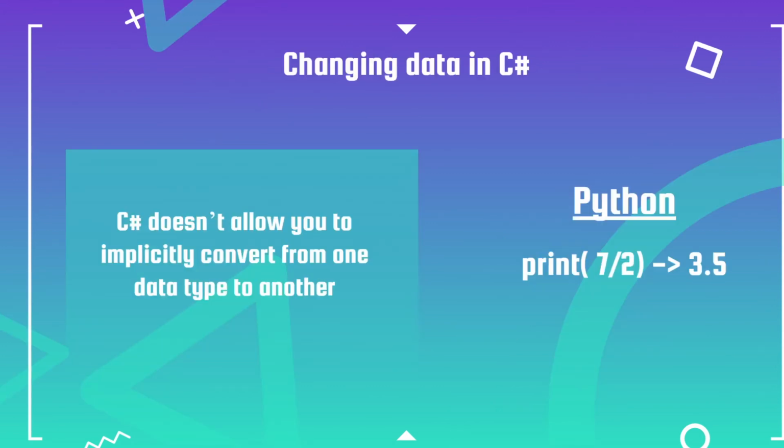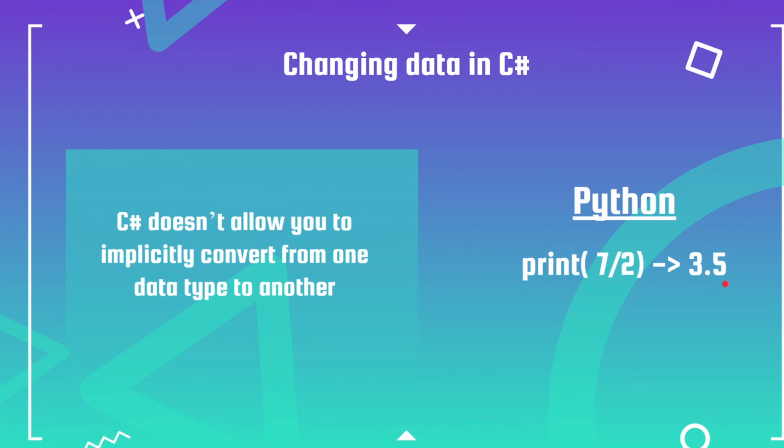So, like I said, C# doesn't allow you to implicitly convert one data type to another, meaning it doesn't allow you to easily change from one data type to another automatically. An example of a program that does allow you to do that is Python. Remember in Python when you do print 7 divided by 2 and you would get 3.5? This 7 right here is an integer, and the 2 right here is an integer. We know they're integers because they don't have a decimal in them. But when we divide the two, it created a float, right?